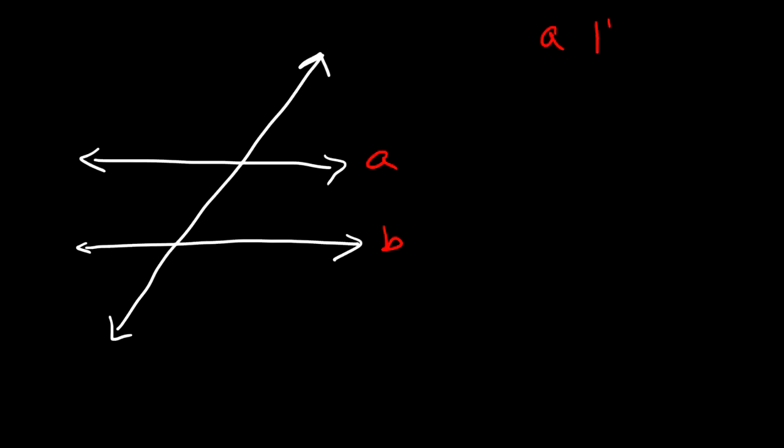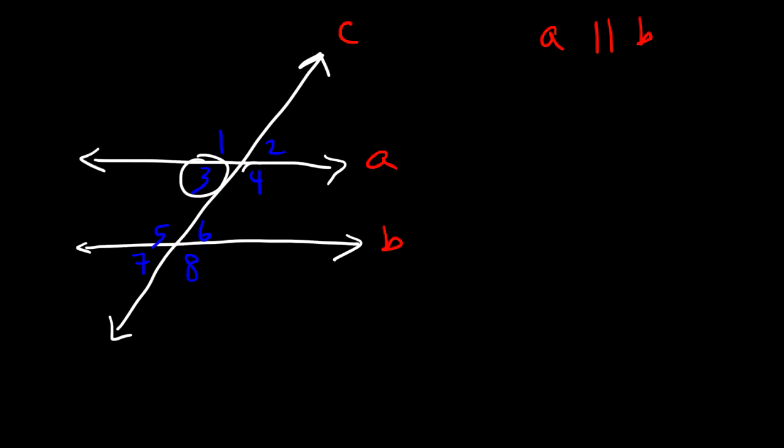When you have a third line that intersects two parallel lines, that third line is the transversal. So let's say this is line A and B. So if A is parallel to B, then C is going to be the transversal. We'll call this angle 1, 2, 3, 4, 5, 6, 7, 8.